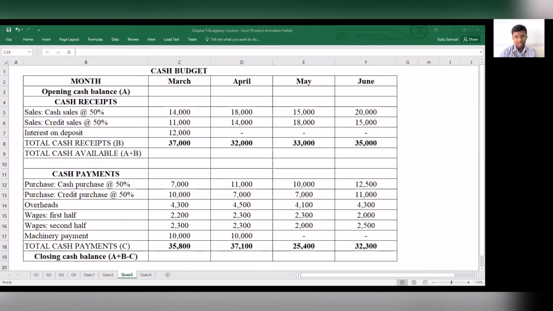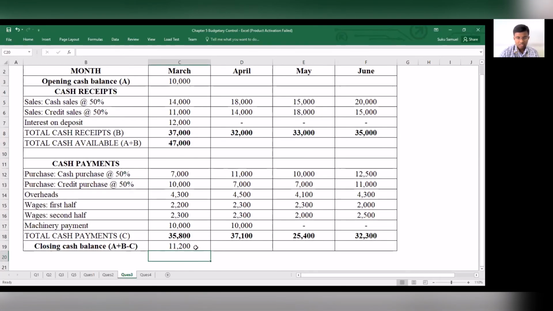We know that the opening cash balance for the month of March is 10,000. So if 10,000 is your opening cash balance, let's calculate the cash available. So this will be 10,000 plus 37,000, which will be 47,000. 47,000 minus your cash payments, and that will be 35,800. So which will be 11,200.